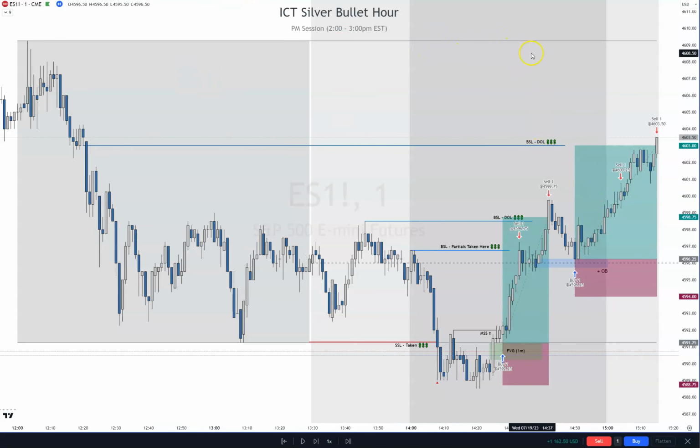Still expecting this high to be taken. And we managed our trade based on bullish order blocks respecting price, and took our trade and we got our target TP. So that's our 2 trade setups. Let me take these off so you can see the positions.